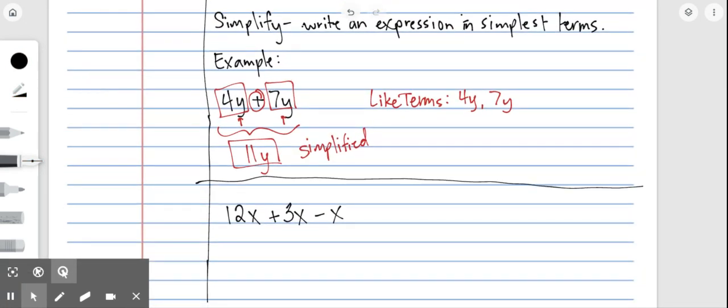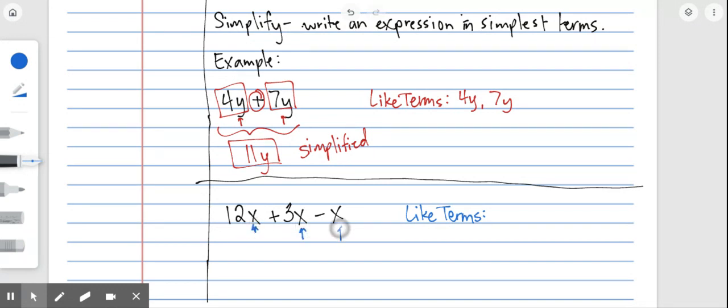This one's a little bit more tricky because I've got 3 terms and there are some things that are hidden here. The first thing I'm going to do, just like last time, is write down my like terms. For this one, I noticed the 12 has an x, the 3 has an x, and the negative 1 has an x. Now, you'll notice that I said negative 1, and that's because, if we recall from before, if there's no coefficient or no number with the variable, then there's an invisible 1. So this negative x is actually negative 1x.